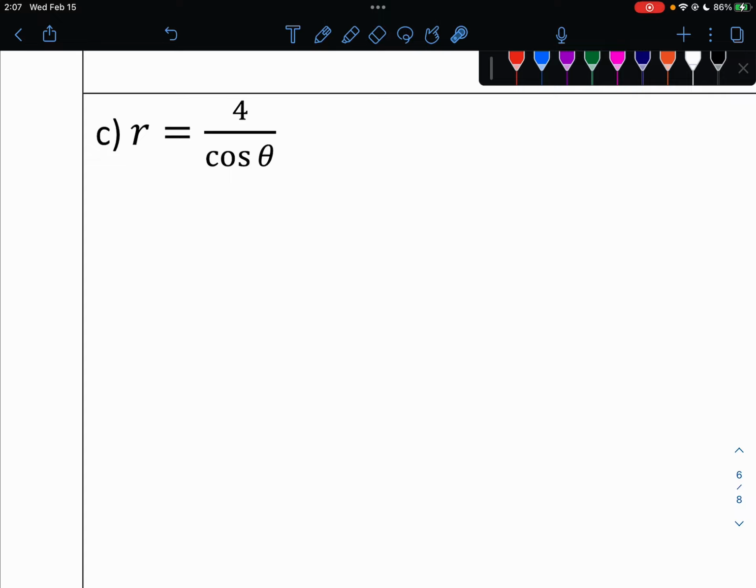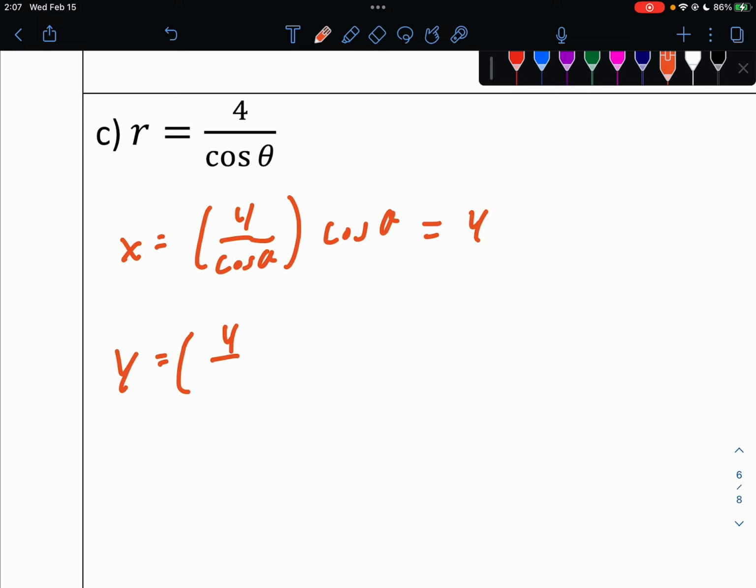For C, x is r cosine theta, right? So x is r cosine theta, which is just 4. And y is r sine theta, which is 4 tangent theta.